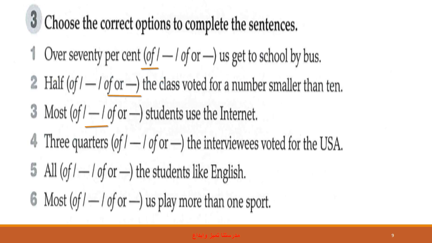3/4, number four. 3/4 here, it's a fraction. So after the fraction, yes, we have to use of. 3/4 of. Number five, all, like half. Number two and number five, half and all. Optional. Yes, you can use of or not. All of the students like English. Or you can say all the students like English. Number six, most. But here I'm talking about us, we. So specific, that's why I have to use of for specific. But number three, I'm talking about general students. That's why nothing, no of.